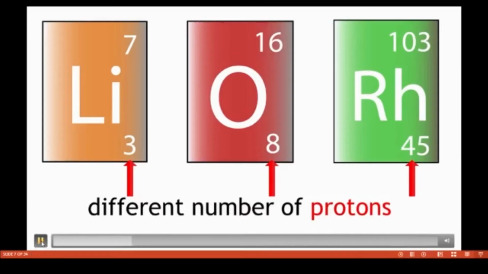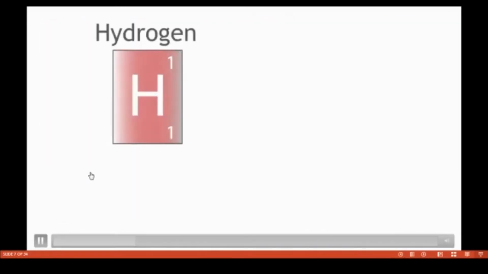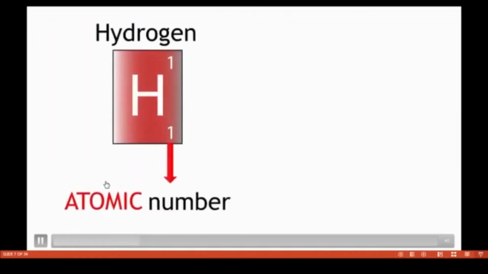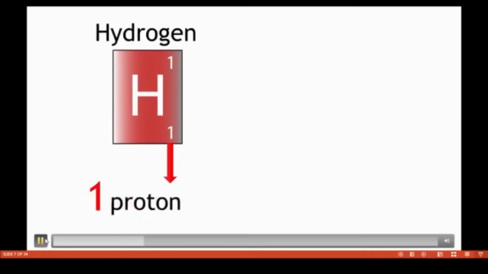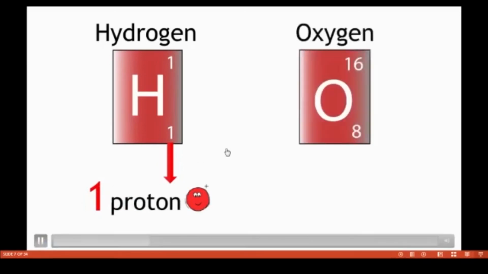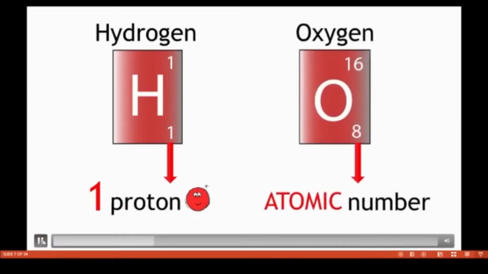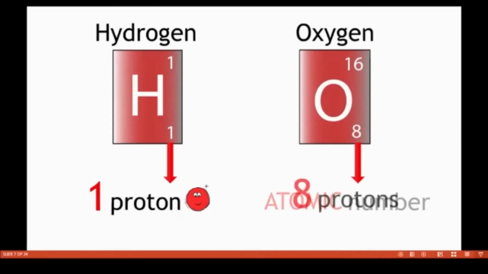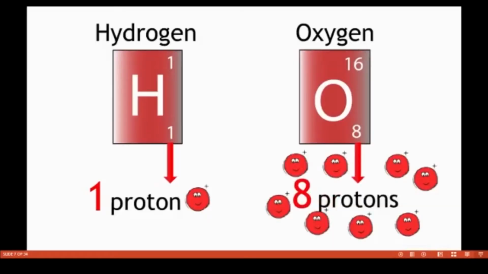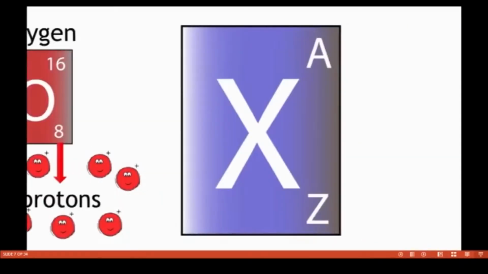45 protons also. If we take hydrogen as an example, atomic number 1, so it has 1 proton. Next, if you take oxygen, atomic number 8, mass number 16. Atomic number 8 means 8 protons, number of protons 8.